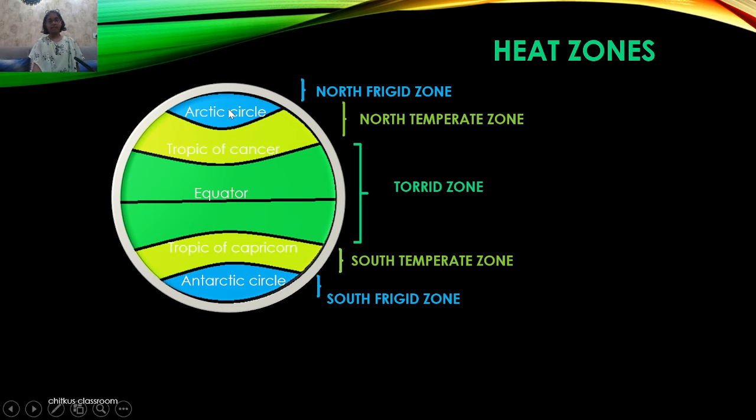And the frigid zone here is located between the Arctic Circle and the North Pole, and the South frigid zone is located between the Antarctic Circle and the South Pole here. And it is very cold there.